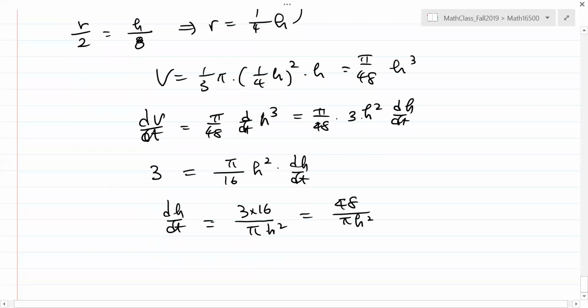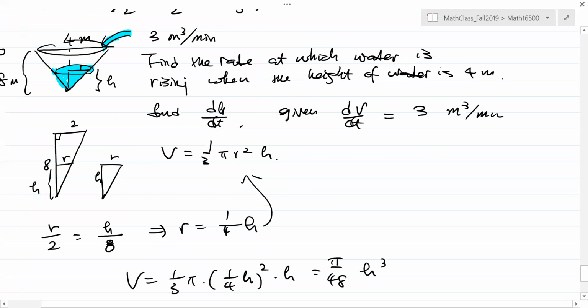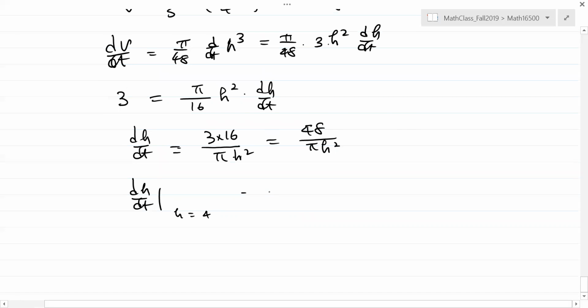So this is a general relationship. And when h is getting larger, the rate of change of h is getting smaller and smaller. So dh/dt when h is going to be 4, right? When h is going to be 4, yeah, that is going to be 48 over pi times 4 squared. I think this pi was 3. Right, that will be meters per minute. So we solve this problem.